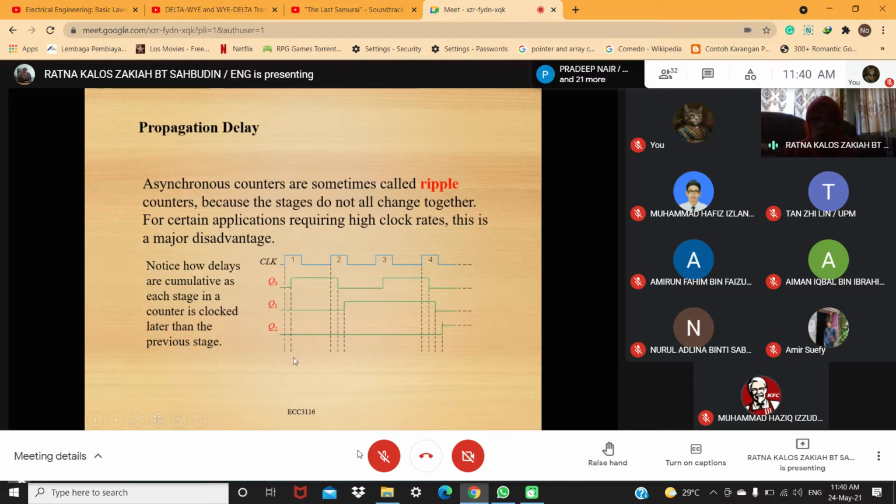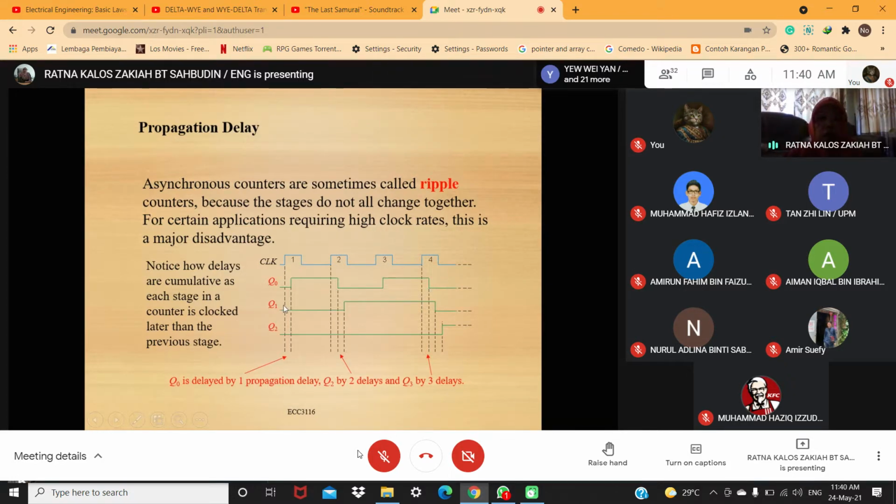Now you look at the delay here. For example, the first stage, you can see Q naught here, there is a small time here. So Q naught is delayed by one propagation delay. So when the first bit is already delayed, of course for the second clock you already have a delay, and so on. This much delay.